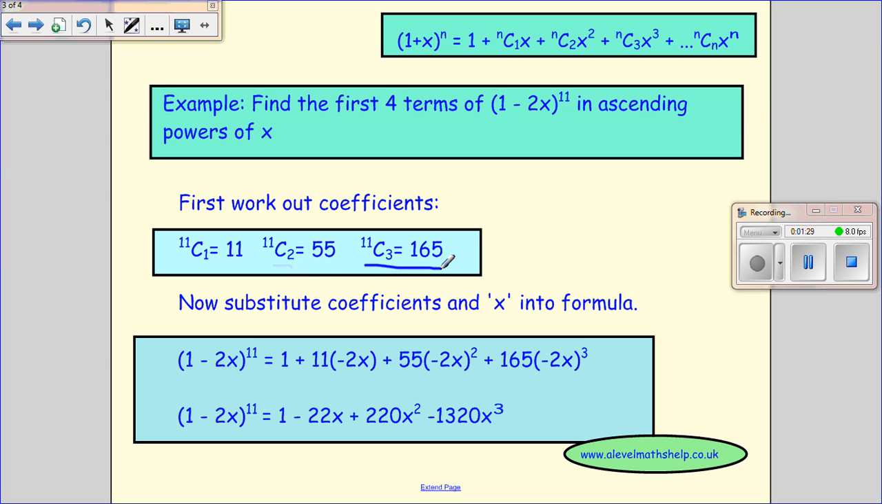So just please make sure that you can get those coefficients out of your calculator, because it's much, much harder if you have to calculate them longhand.